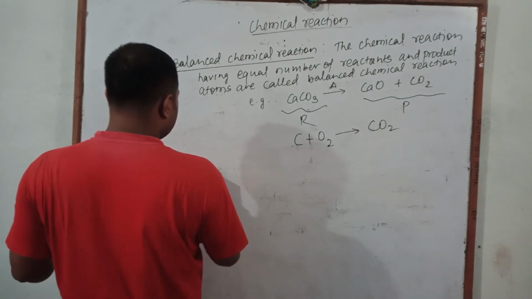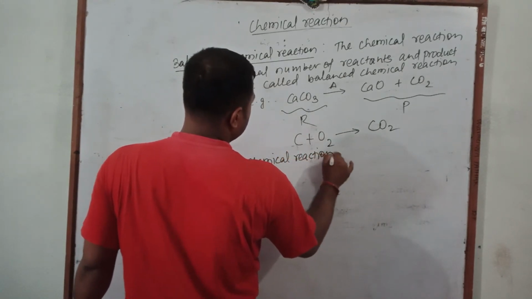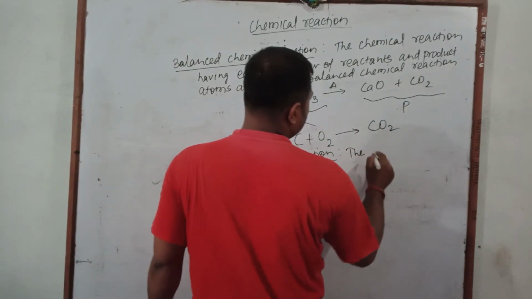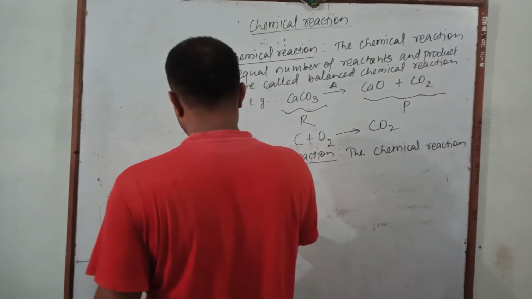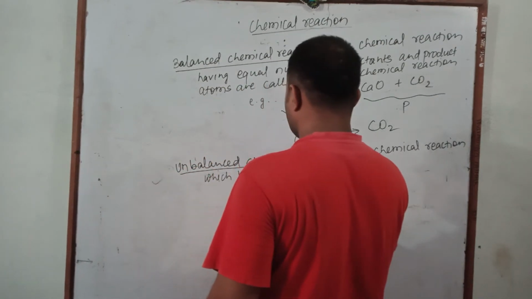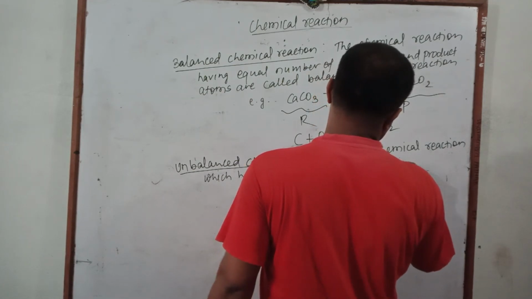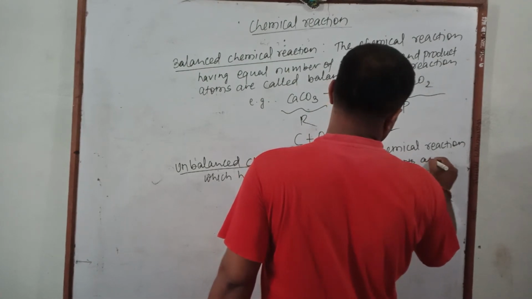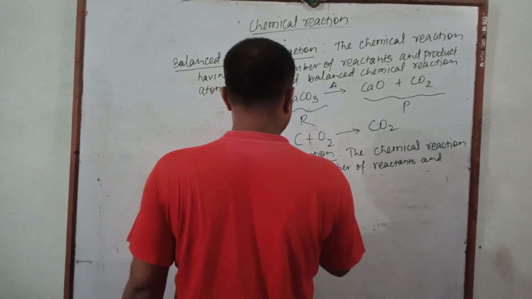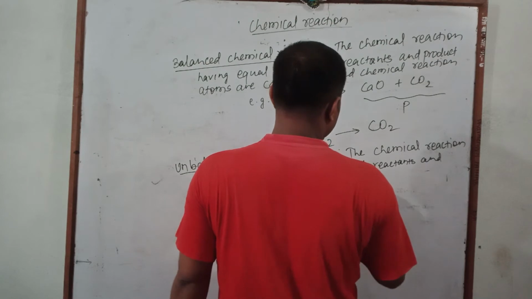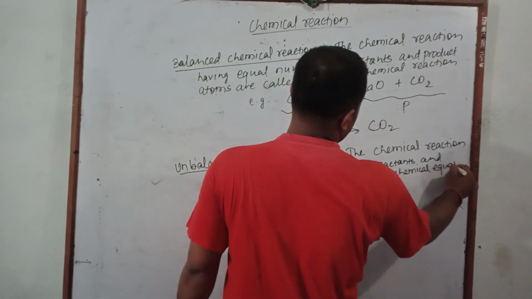Next is the unbalanced chemical reaction. And here we write the chemical reaction which has a different number of reactant and product atoms are called unbalanced, or known as unbalanced chemical equation or reaction, both we can write.